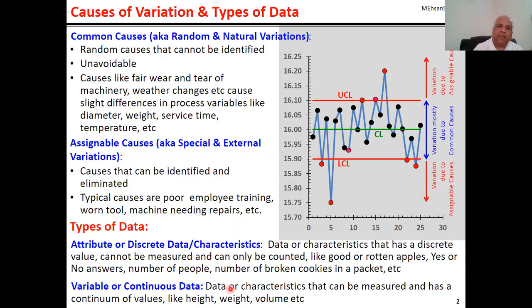But then there are many other things, like you can measure the density of air, the height of a person, the weight of a bag. This is continuous data.